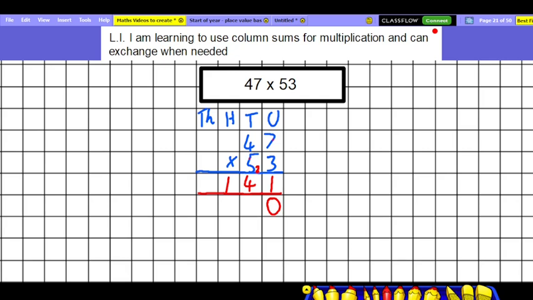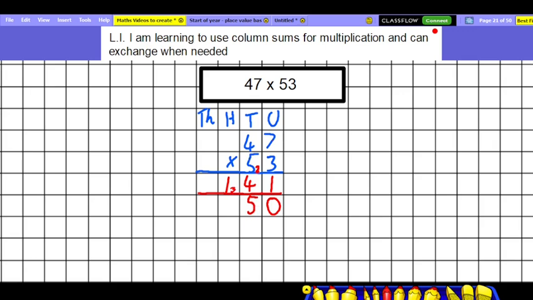Well, 5 times 7 is 35. So here we go. I can put the 5 down and the 3 goes on the shelf. But if we think about this, if 5 times 7 is 35, well, 50 times 7 is going to be 350, isn't it? So we can see that our answer is making sense already.